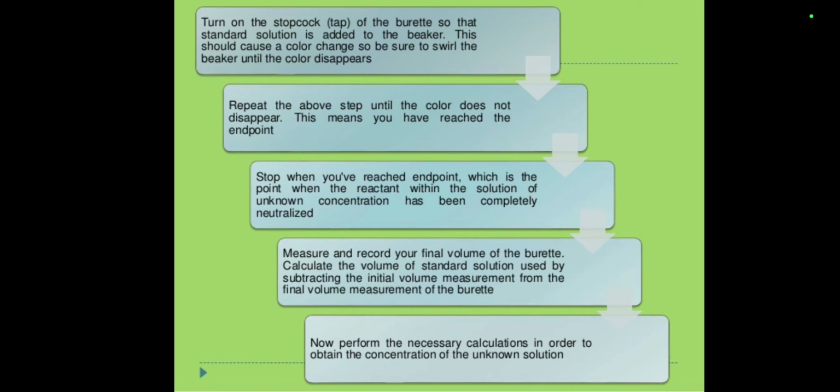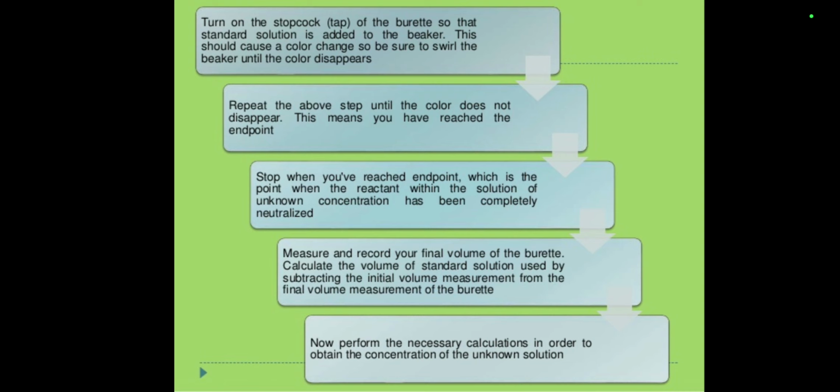Then turn on the stopcock at the top of the burette so that the standard solution is added to the beaker. This should cause a color change, so be sure to swirl the beaker until the color disappears. Repeat the above step until the color does not disappear. This means you have reached the end point.